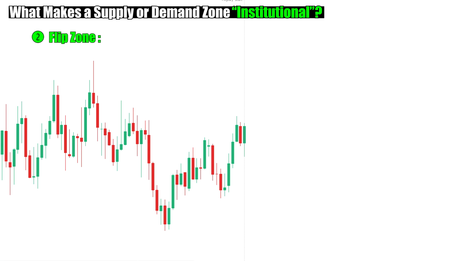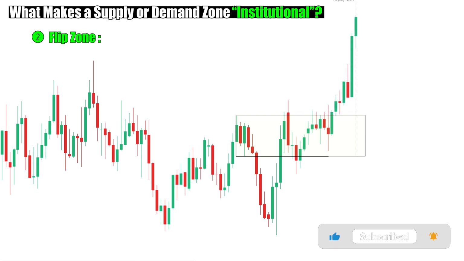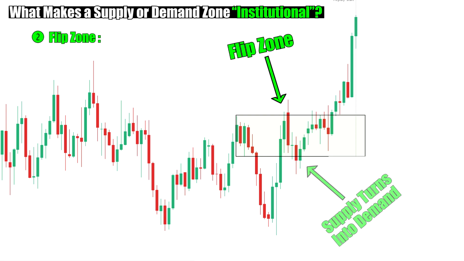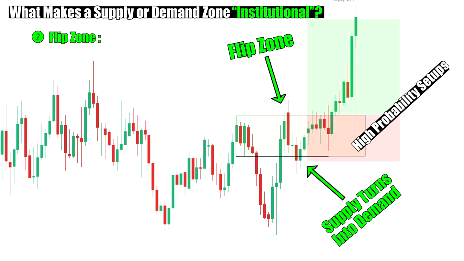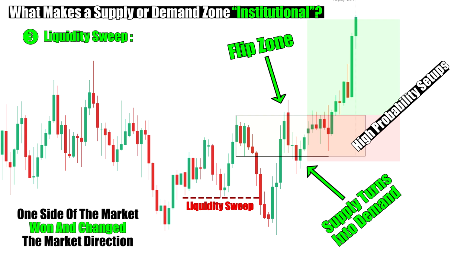First, supply is in control, causing a move lower. Then, price returns to the supply zone, but this time it fails to make a new low. Instead, strong buying pressure steps in, overpowering sellers. That kind of pattern confirms a flip where supply is turned into demand. And these are often high probability trade setups because you're trading from a level where a clear battle occurred and one side visibly won.